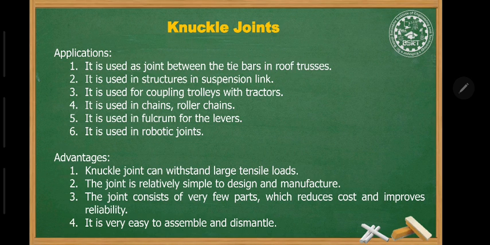Here are some applications of the knuckle joint. First, it is used as a joint between the tie bars in roof trusses. It is used in structures in suspension links. It is used for coupling trolleys with tractors. It is used in chains and roller chains. It is used as a fulcrum for levers. And the last application is that it is used in robotic joints.